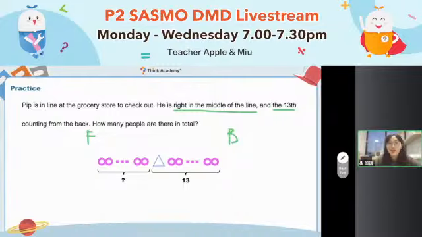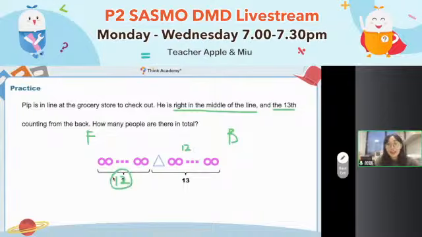How many people are there? Okay, good job. It should be 12, right? Why? Because he is the one right in the middle. So now you see actually behind him there are 12 people. So that is in front of him. Also, there are 12 people.